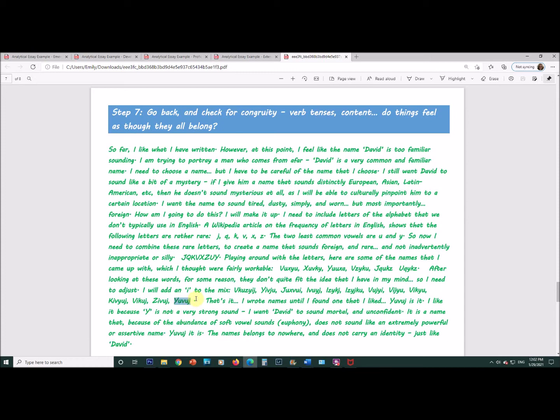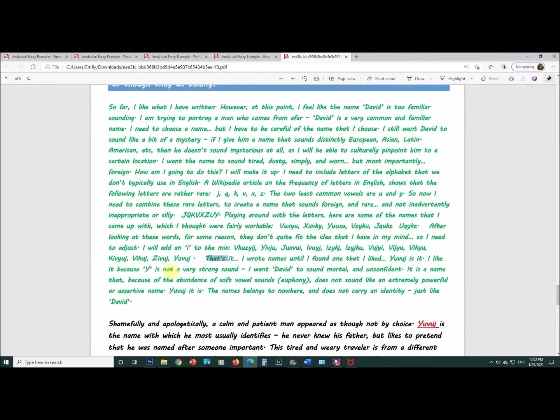It doesn't sound made up or like maybe accidentally racist. It sounds legitimate. So that's it. I wrote names until I found one that I liked. Uvuge it is. I like it because Y is not a very strong sound, and I want David to sound mortal and unconfident. It is a name that, because of the abundance of soft vowel sounds, does not sound like an extremely powerful or assertive name. So Uvuge it is. The name belongs to nowhere and does not carry an identity, just like David.